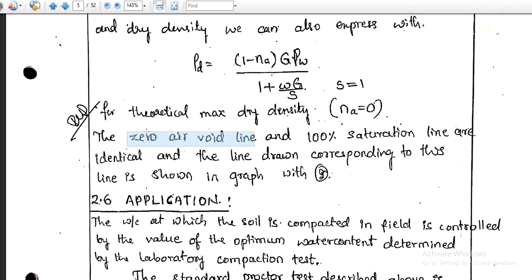Zero air voids line means what? All the voids are filled by water, so there is no air in the voids. Okay. 100% saturation means what?